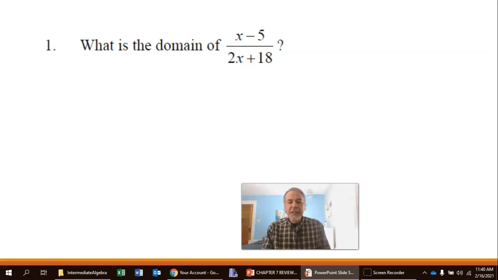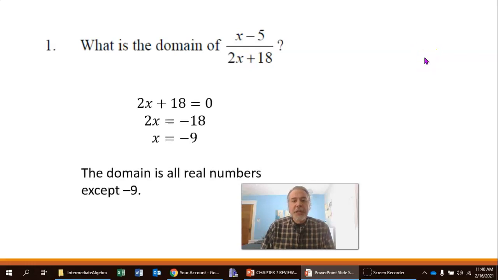Remember what domain means? The domain of an expression is everything we are allowed to plug in place of x. So for a rational expression like this, to figure out the domain, we take the denominator, set it equal to 0, and solve for x. When I do that here, I get x equals -9. So that is what would make the denominator 0, and that's what we don't want to happen. If the denominator is 0, the expression is undefined, so the domain is everything else, all real numbers except -9.